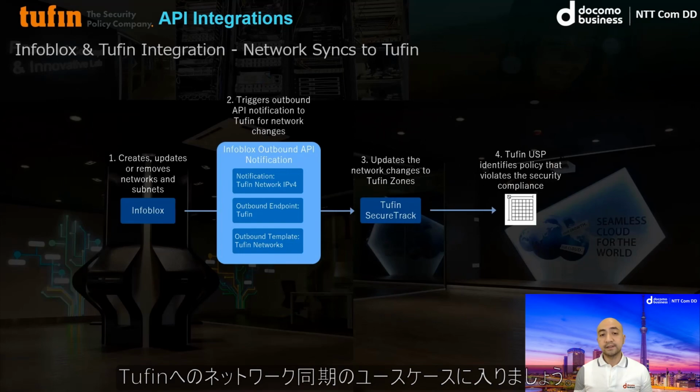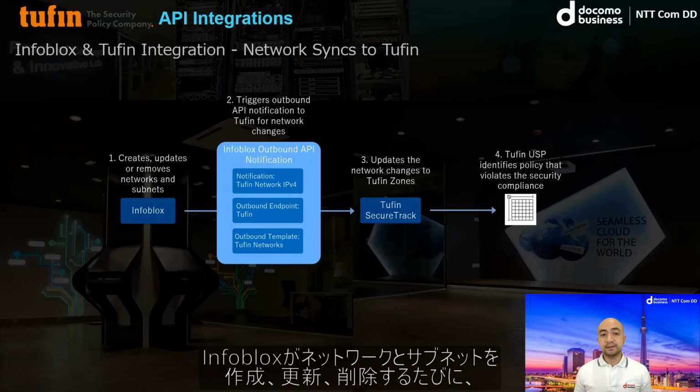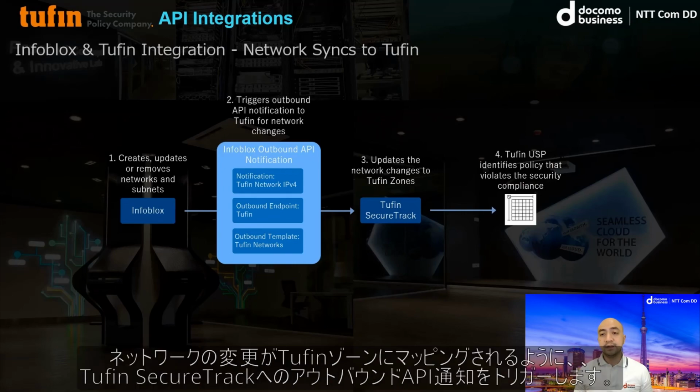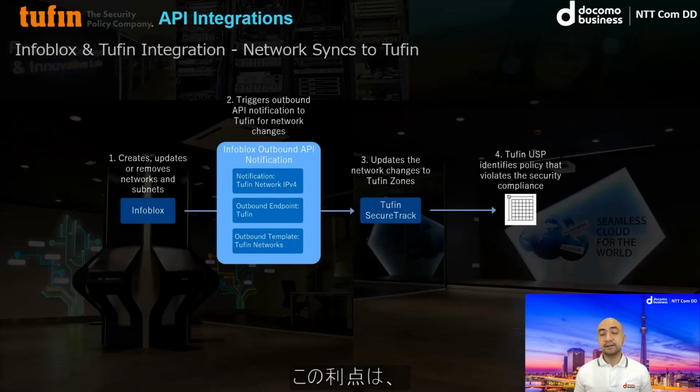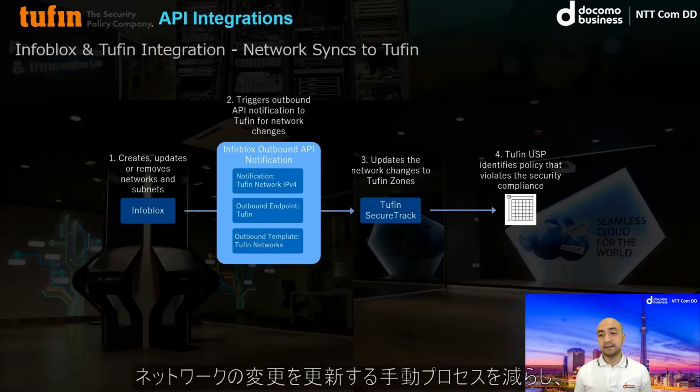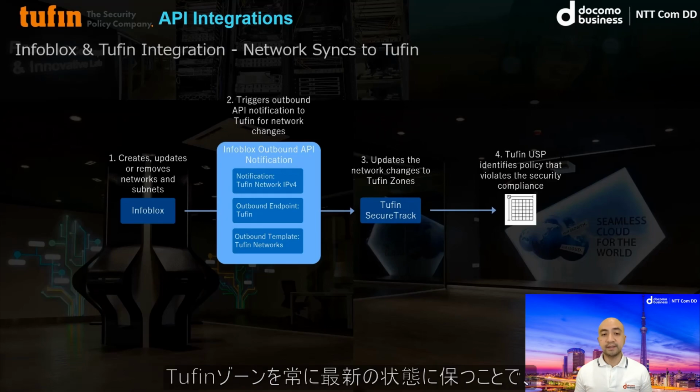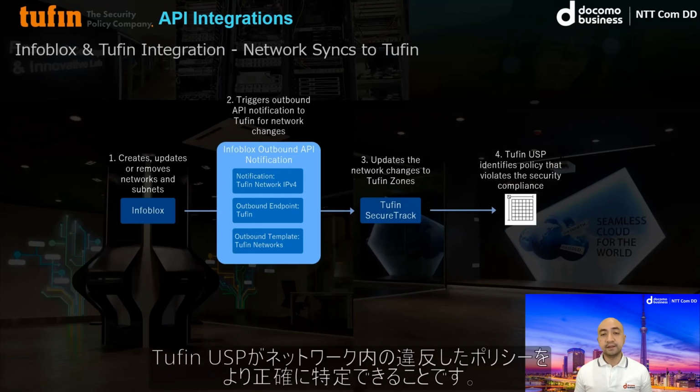Let's get into the use case of network syncs to Tufin. Whenever Infoblox creates, updates, or removes networks and subnets, it will trigger an outbound API notification to Tufin SecureTrack for the network changes to map with Tufin zones. The benefit is this reduces the manual processes of updating the network changes and keeps Tufin zones always up to date. This allows Tufin SecureTrack to more accurately identify the violated policy in the networks.